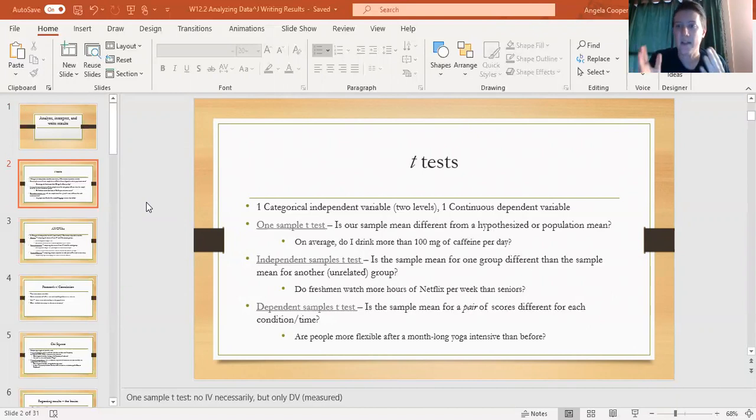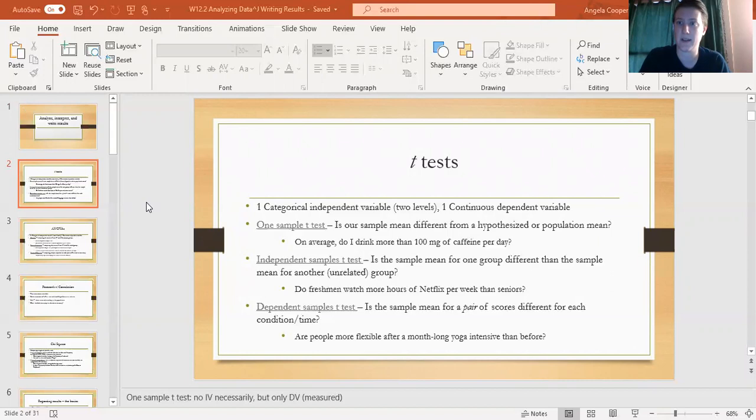So it can be our class and Greenwood's class. That would be two conditions or levels of the independent variable of class or professor, whatever. And a continuous dependent variable would just be something that we're measuring them on. So an example of a continuous variable could be test scores.